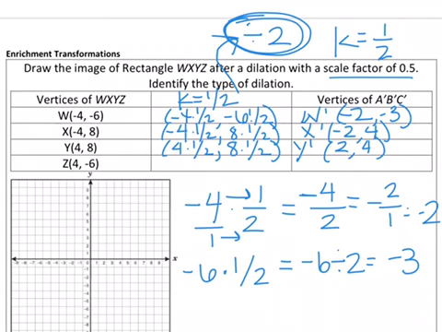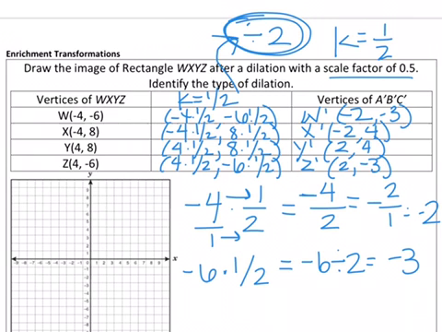We're going to finish up with our z. So we have 4 times our scale factor of 1/2, -6 times 1/2. So our z prime is 2, -3, because -6 divided by 2 is -3. Now, you guys can go ahead and plot the points. I forgot to plot my original, so we're going to do that first.